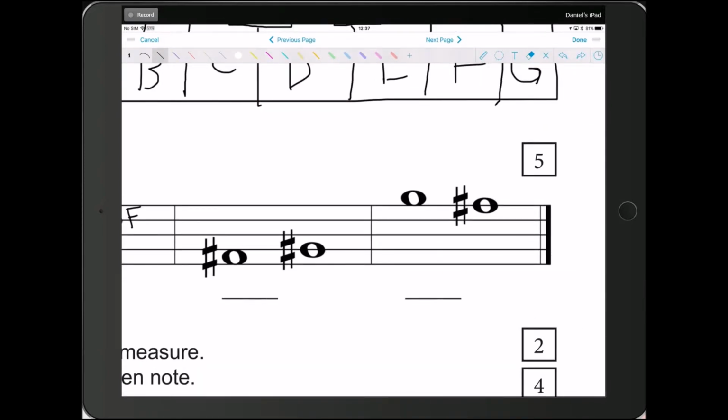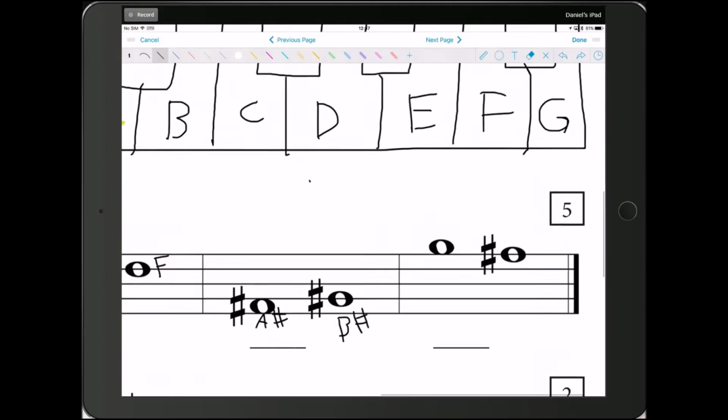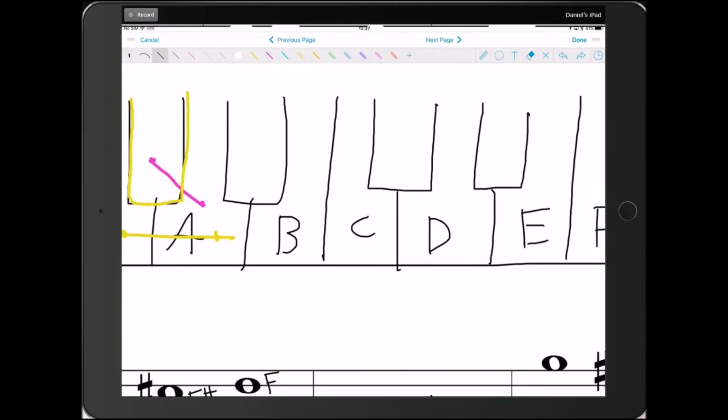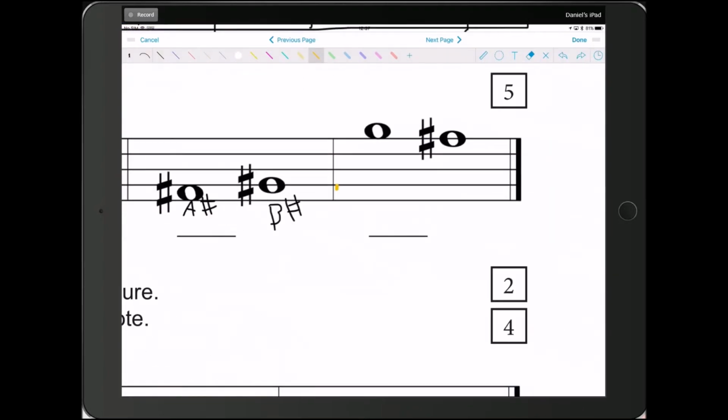Okay. Next one, we have A sharp and B sharp. Normally, a sharp to a sharp is a whole step, but let's just verify that. Alright, so we have A sharp right here, and then B sharp, also known as C. There is a note in between these two, which would be just B natural, so that is a whole step.